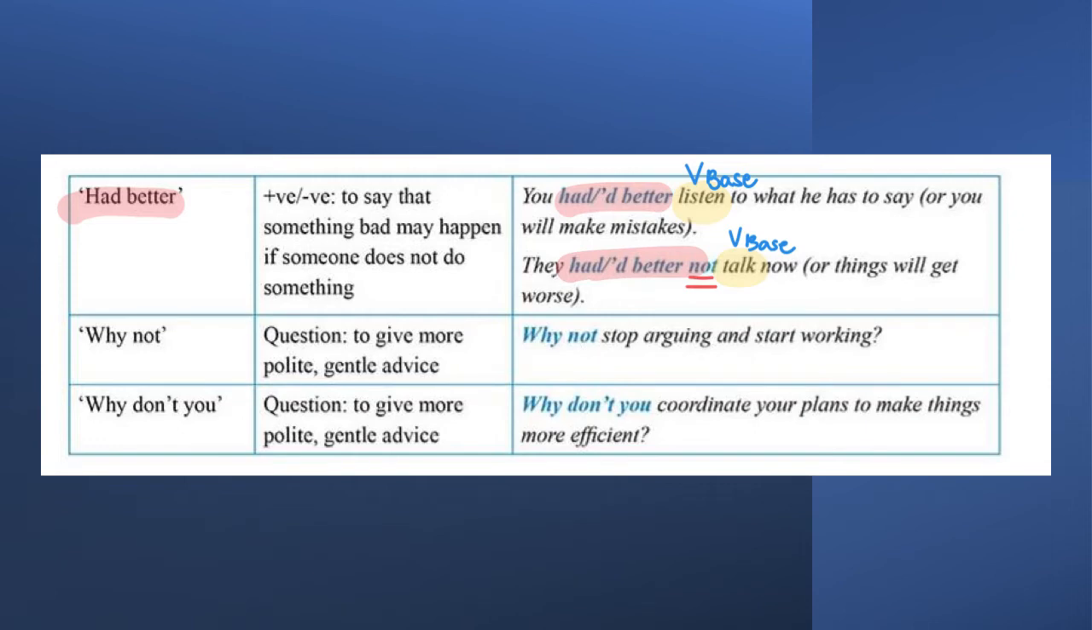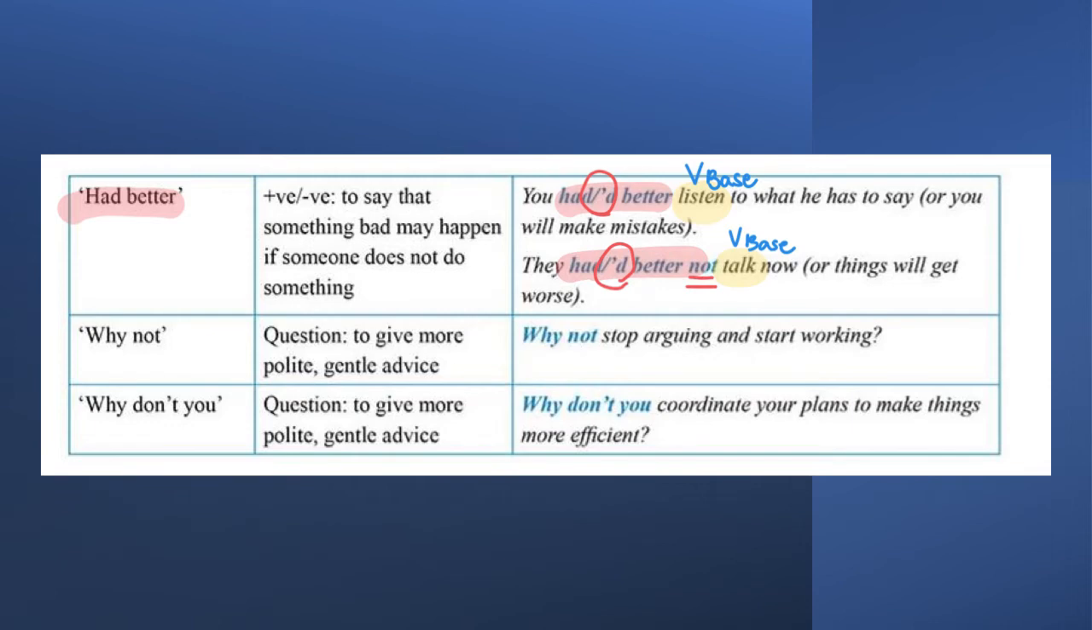We can shorten had better to apostrophe d, better. So that's you'd better or they'd better not. Well, we usually use had better when something bad may happen if someone does not do something.